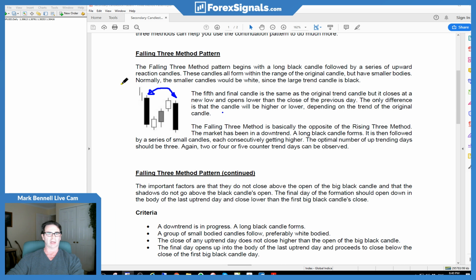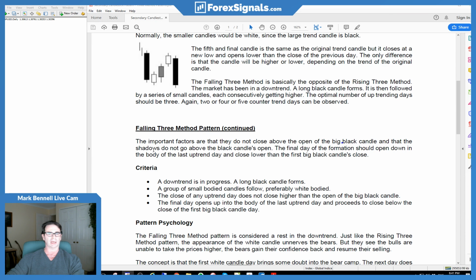The falling three method is basically the opposite of the rising three method. The market has been in a downtrend, so we're talking about both here. Okay, the optimal number of uptrending days should be 3. Again, 2 or 4 or 5 counter trend days can be observed. So we see some that have got 2, and I see often some that have got 5, and these are the examples. So what we will do is look at the theory first, and then we'll look at some examples, and especially the context in which they appear.